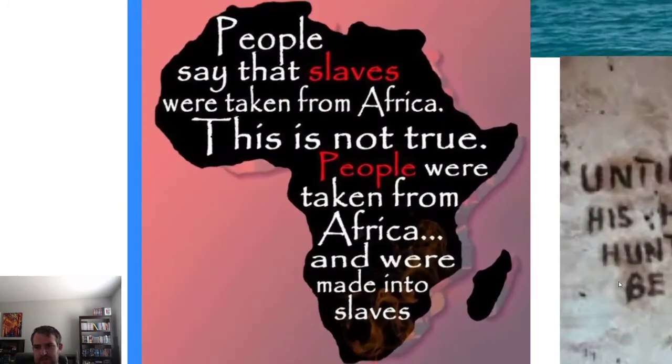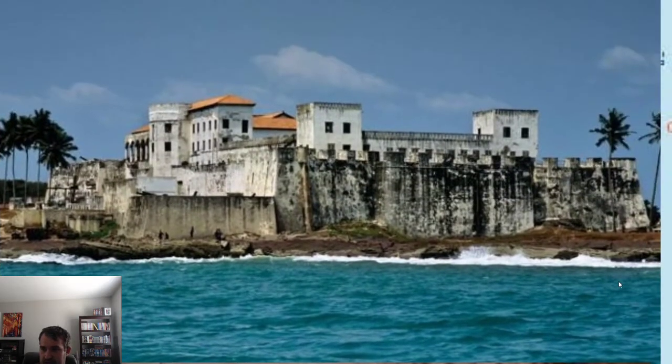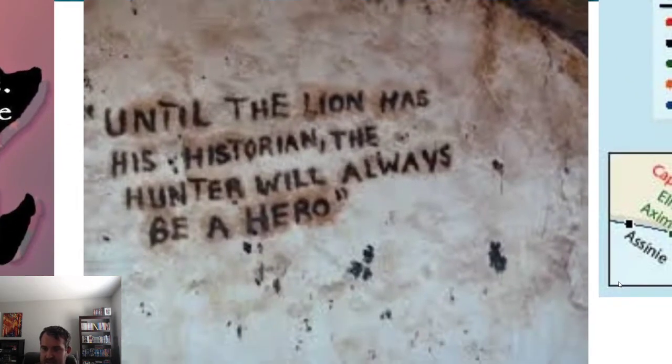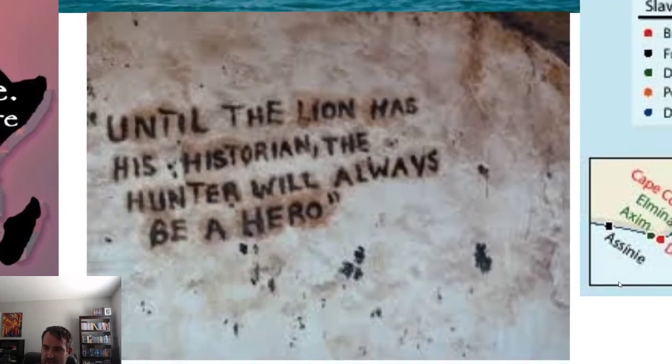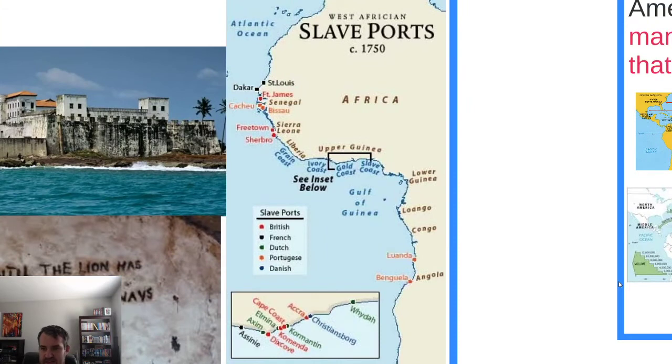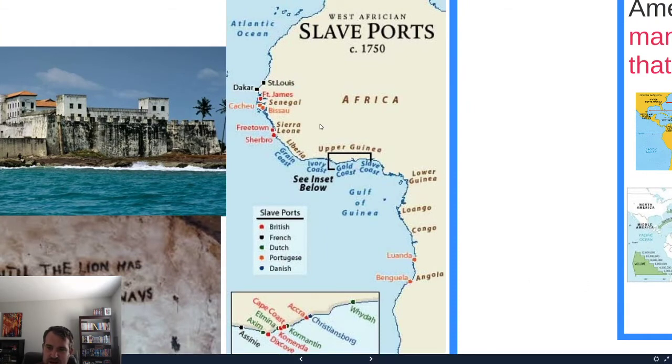So, yeah, people say that slaves were taken from Africa. It's not true. People were taken from Africa and made into slaves. That is very true. I don't think anybody got on those ships willingly. And yep, there's the ports today. Until the lion has his historian, the hunter will always be the hero. That's pretty deep. And then, yep, you'll find these ports, especially all along where the African kingdoms were.